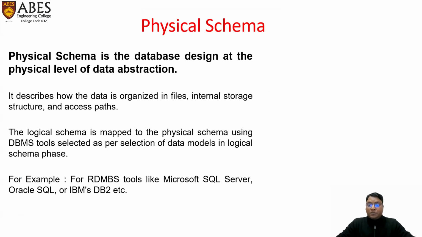Now, let's discuss physical schema. Physical schema is the database design at the physical level of data abstraction. It describes how the data is organized in files, internal storage structures, and access paths.